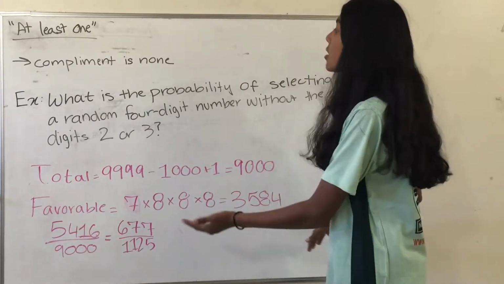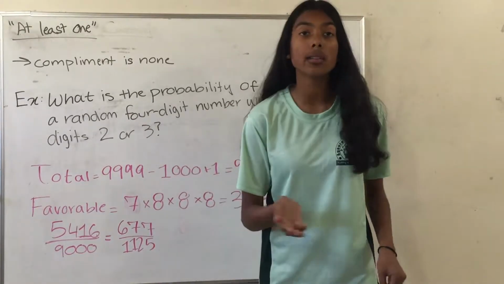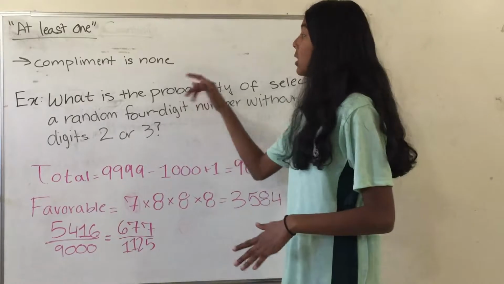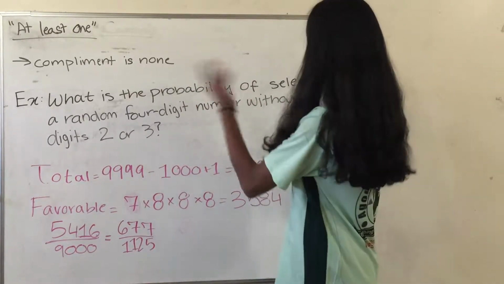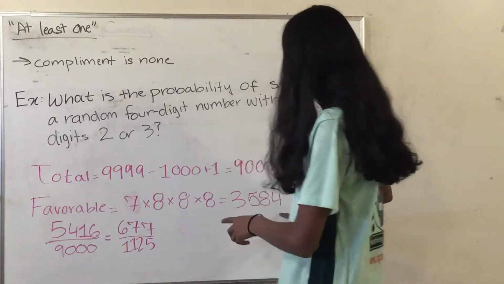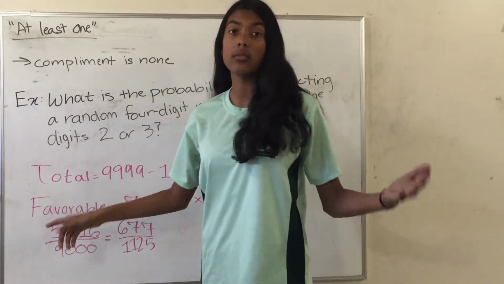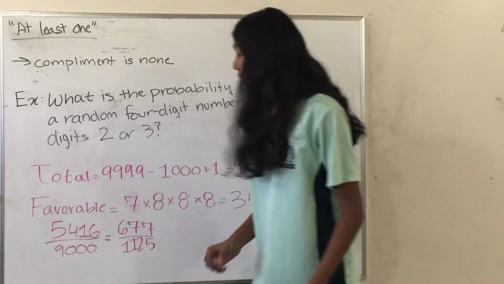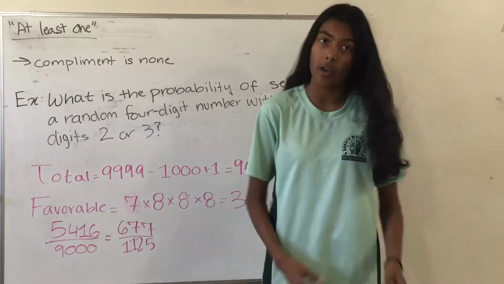So the probability of none is 3,584 over 9,000. But we don't want that. We want the probability of at least 1. So we're going to do 1 minus 3,584 divided by 9,000, which gives us 5,416 over 9,000. Simplifying, we get 677 over 1,125.